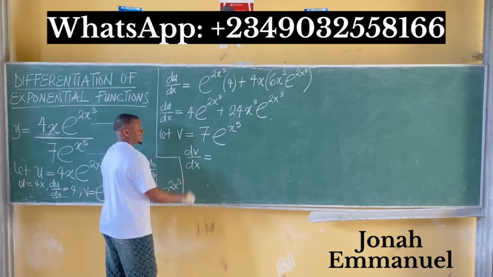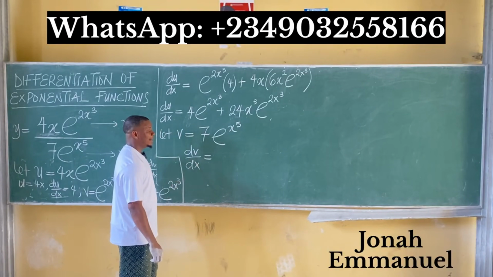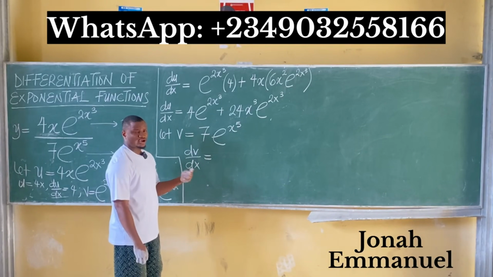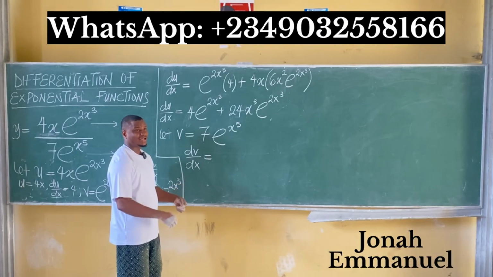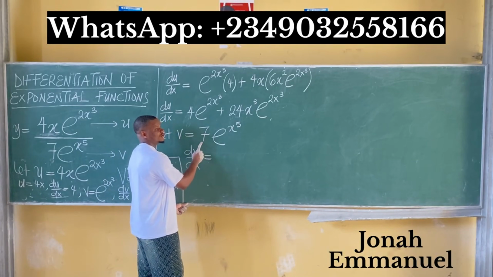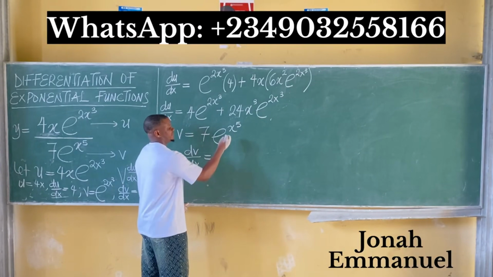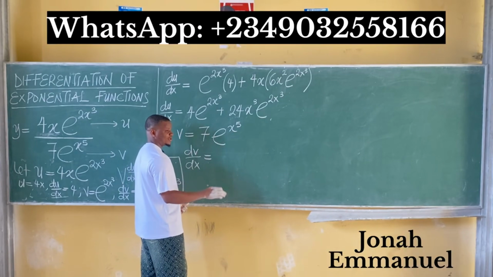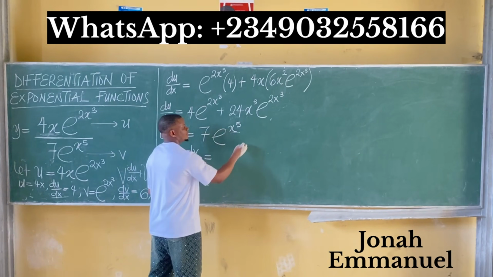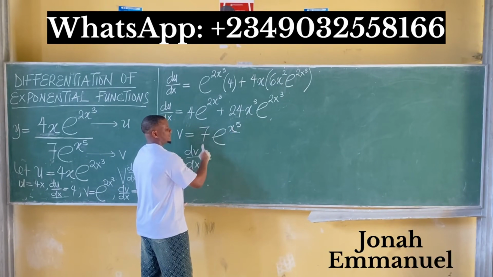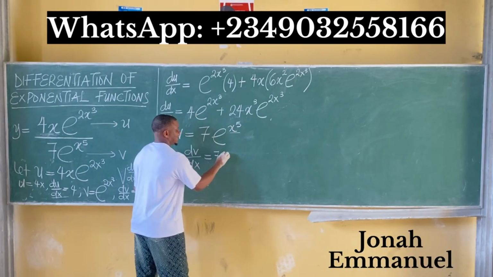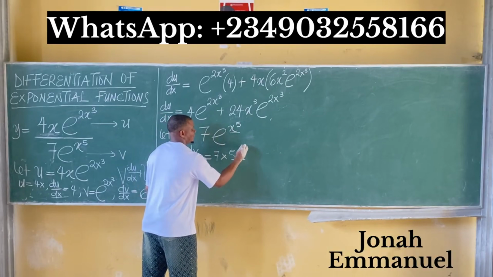In getting dv dx, do I have to use the product rule? No, I'll use the normal chain rule. So listen. Since this 7 does not have an x, all you have to do is differentiate the power, the normal differentiation of the exponential function. Differentiate the power, x to the power 5. Use that 5x to the power 4 and multiply this. That becomes 7 times 5x to the power 4.